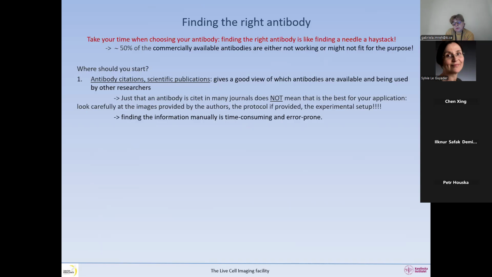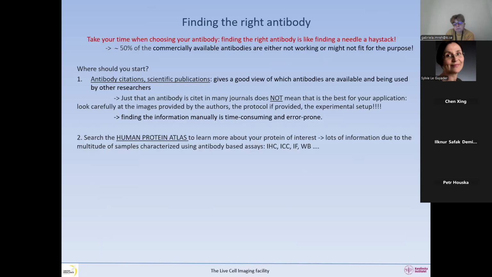So, also, looking through all the journals and publications to find this information manually is time consuming, and sometimes you might miss some information, or you just don't pay attention.